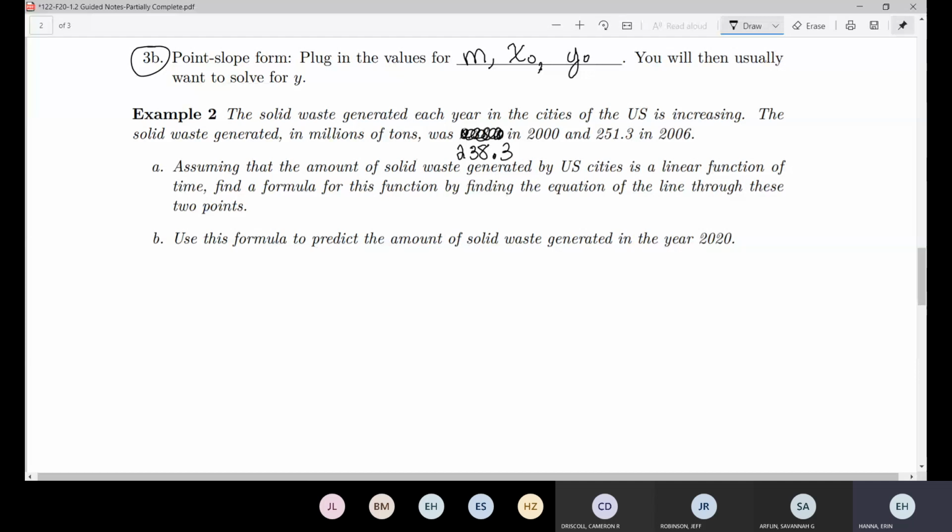Assuming that the amount of solid waste generated by U.S. cities is a linear function, find a formula for this function by finding the equation of the line through these 2 points. Use the formula to predict the amount of solid waste generated in the year 2020. Okay.